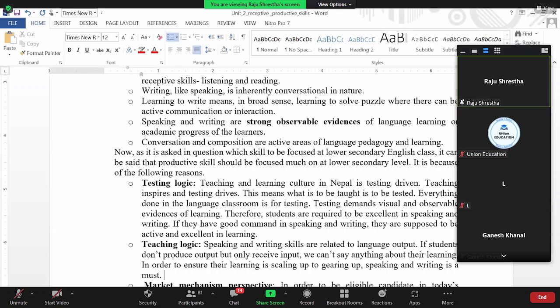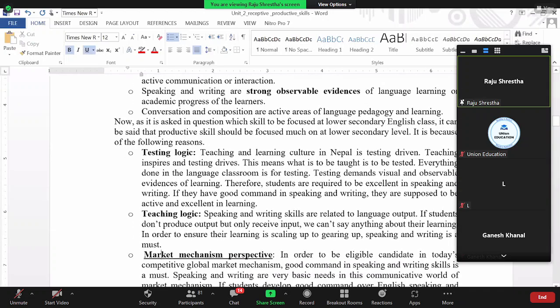सो टिचिङ को लजिक बाट पनि हामी के भन्न सक्छौं भने, so this speaking and writing skills, productive skills, should be focused भनेर. टेस्टिङ लजिक पनि त्यही हो एन्ड टिचिङ लजिकले पनि त्यही भन्छ हैन. एन्ड मार्केट मेकानिजम लजिक के भन्छ त? मार्केटले हेरौँ है त.